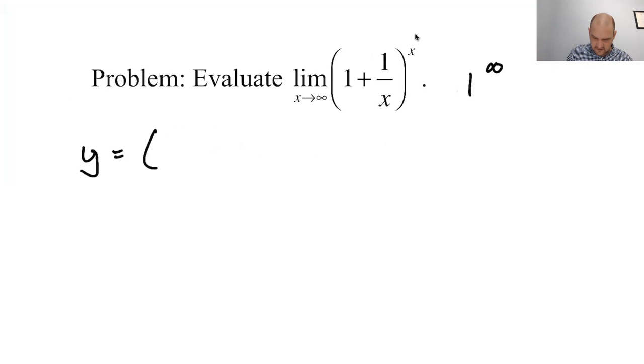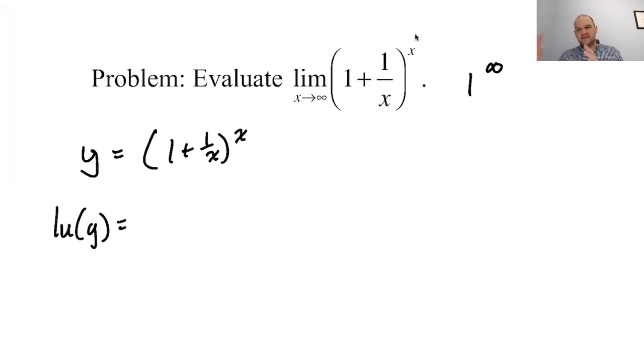So we'll say y is 1 plus 1 over x to the x. Now let's take the natural log. That was the whole point of doing it. Natural log of y equals, I'm just going to bring the exponent down. It's the natural log of the thing to the x, so it should become x times the natural log of the thing. So x natural log of 1 plus 1 over x.